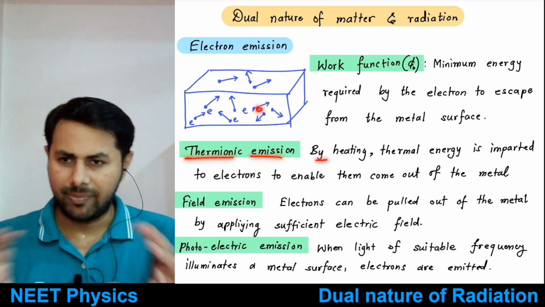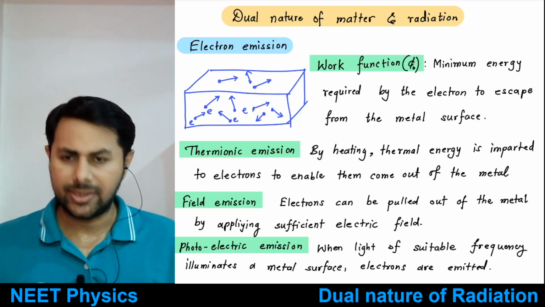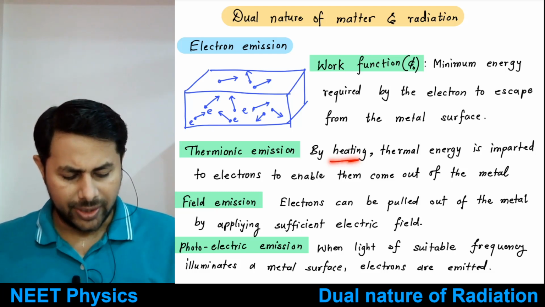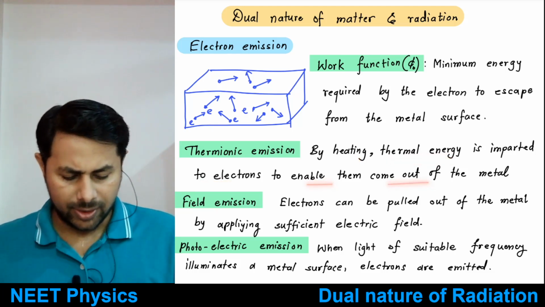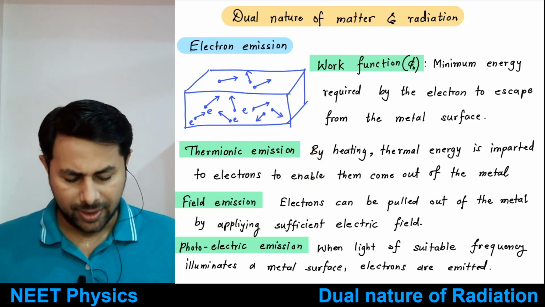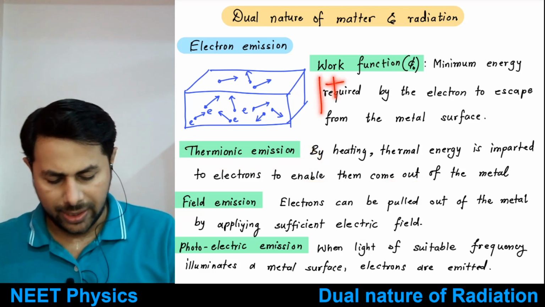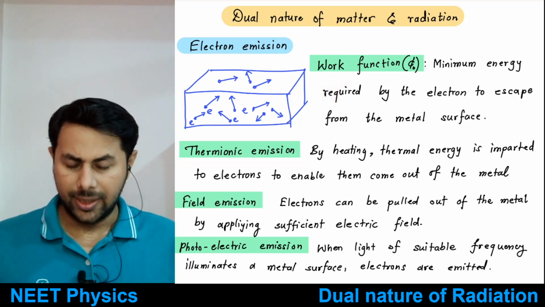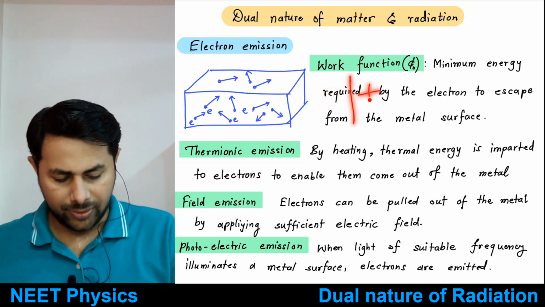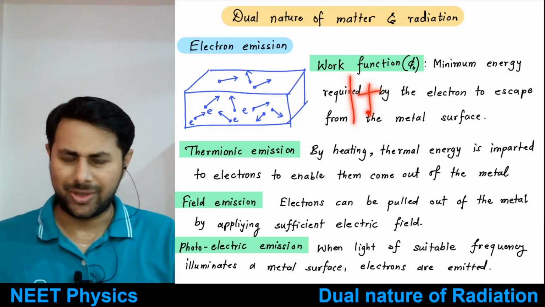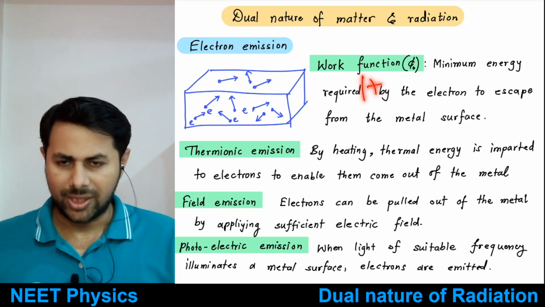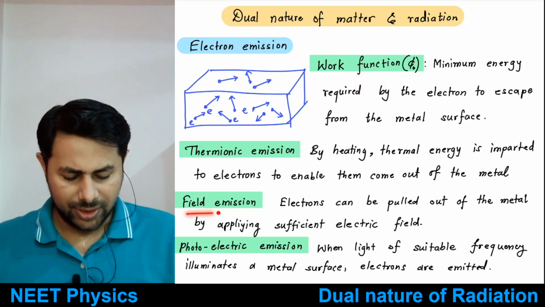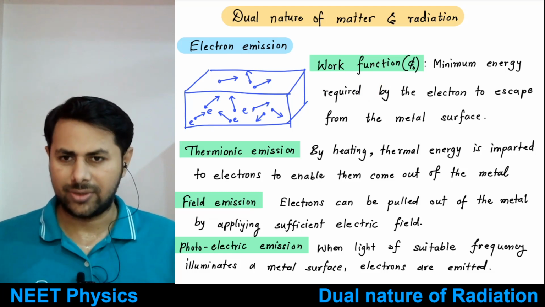If you heat the metal surface, the electrons may come out of the metal surface if they gain sufficient energy. So thermal energy is imparted to electrons to enable them to come out of the metal. This emission is known as thermionic emission. Next, you can apply some electric field, right? When you apply an electric field, that means you have some positive potential, so electrons will get attracted by a positive potential. They might gain sufficient energy if the potential is sufficient. So this is called field emission.